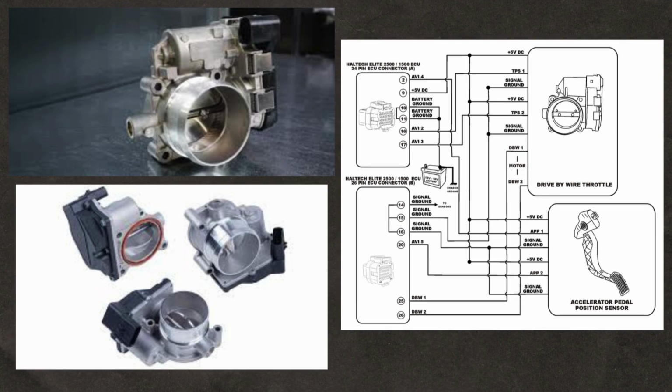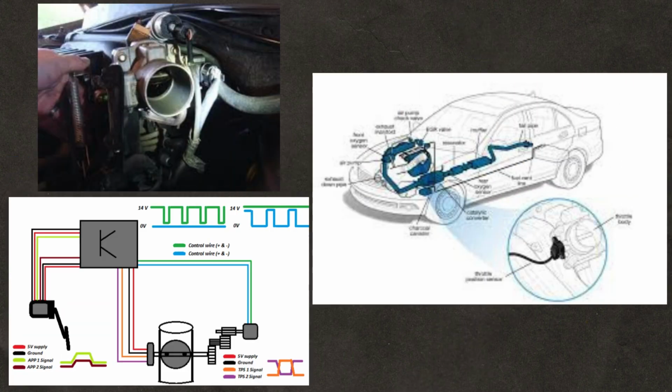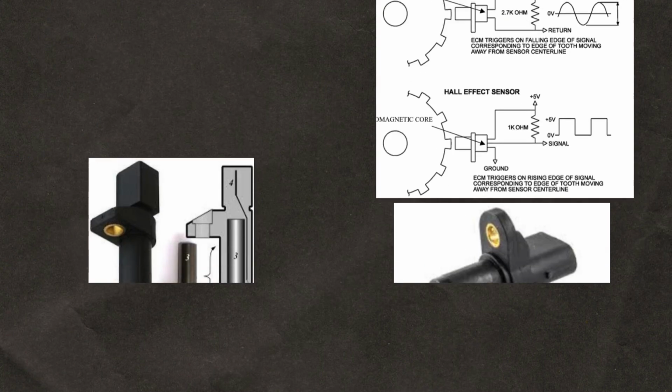Throttle position sensor, TPS. Monitors the position of the throttle valve. Provides input to the ECU for controlling fuel injection and ignition timing based on throttle input. Connected to the throttle body.